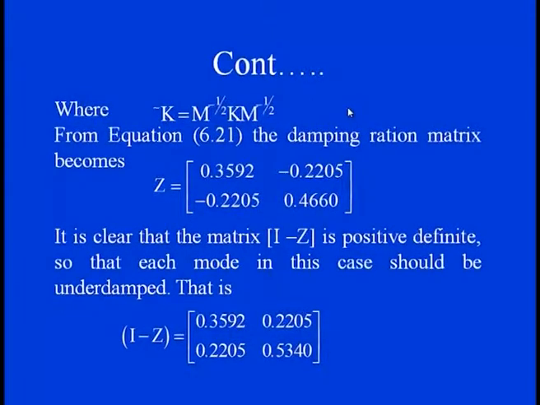So, the damping ratios in matrix form are nothing but 0.35, minus 0.22, minus 0.22, which shows the symmetry, and 0.466. And it is clear that the matrix I minus Z is positive definite, and here we can straightaway calculate that this is the case of an underdamped system, where zeta, the damping ratio, is always underdamped. So, I minus Z we can calculate as 0.35, 0.22, 0.22 and 0.53.